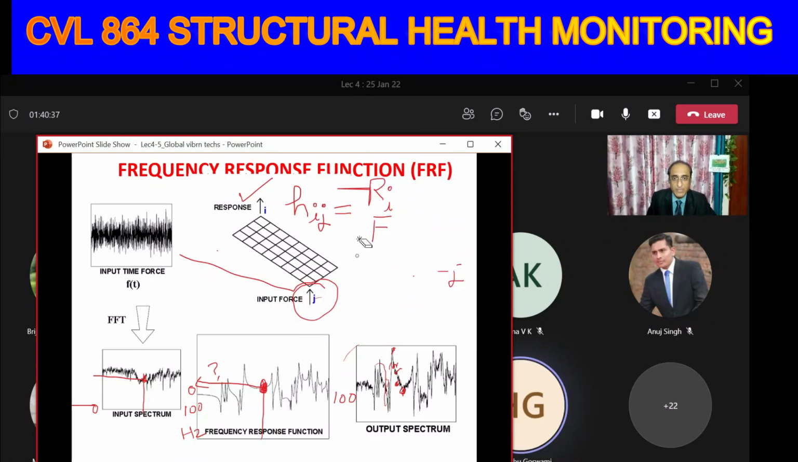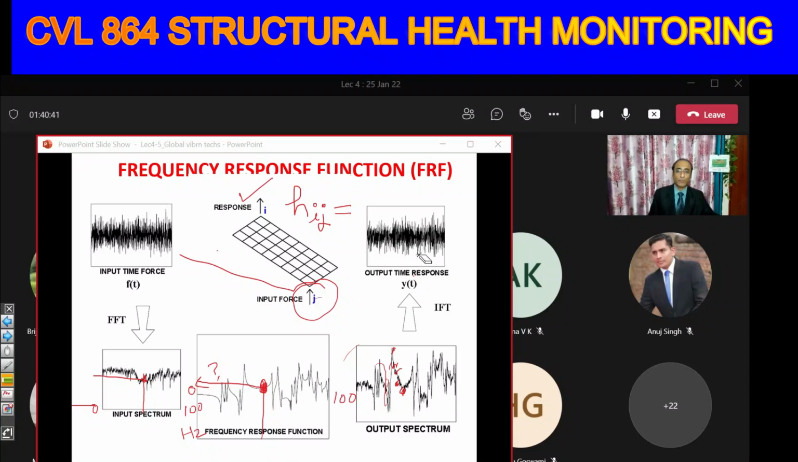Sir, I'm just erasing this. Does response mean deformation? Yeah. So this is the final output. So what we have done is we have made use of the frequency response function. Yes. Any doubt? Sir, does the response mean deformation?